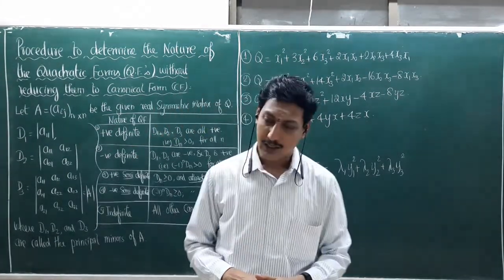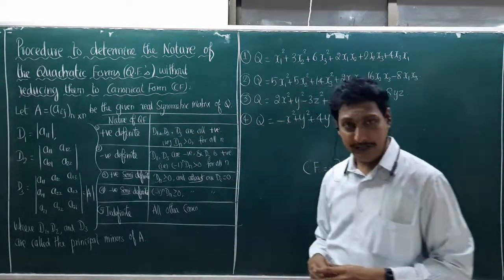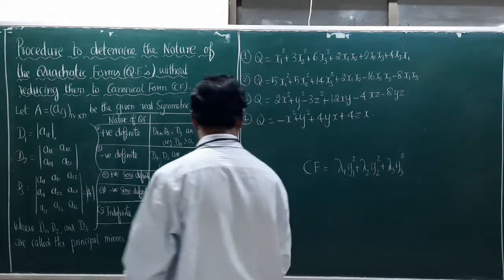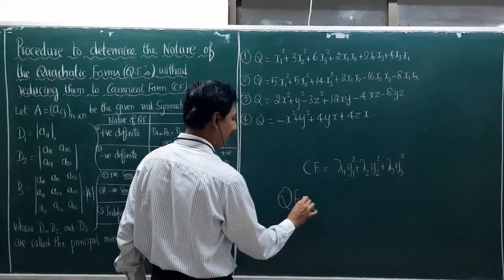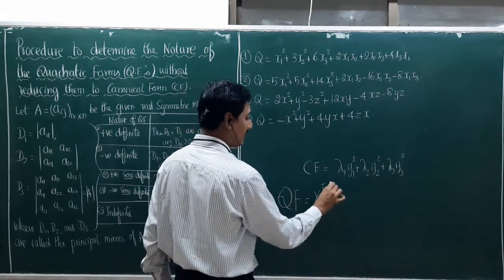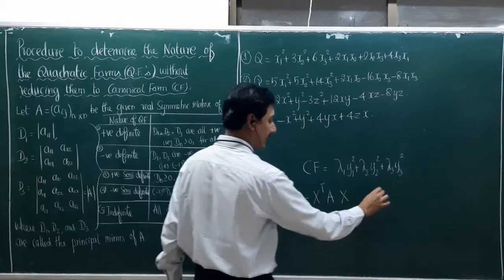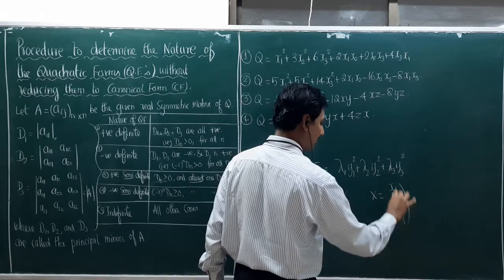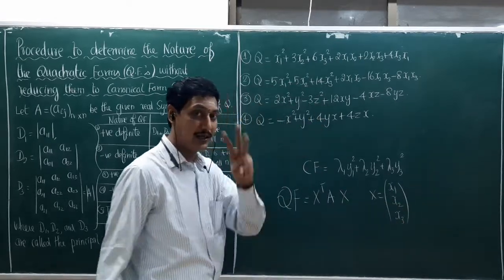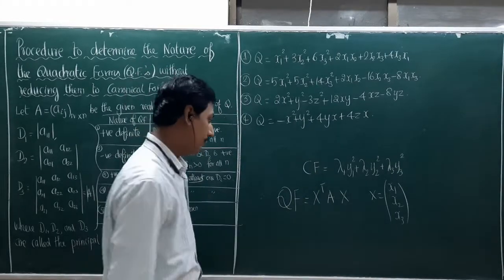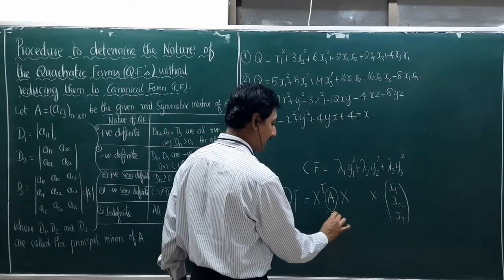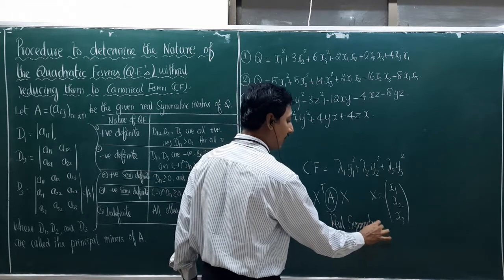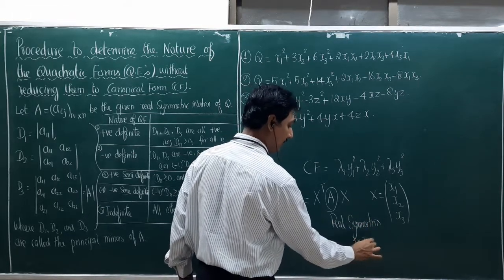Now, what is the procedure to determine the nature of the given quadratic form? The quadratic form Q can be given in terms of X transpose AX, where X is the column variable matrix x1, x2, x3, etc., xn. If I am considering the three variable case, x1, x2, x3. And what about the A? A is the real symmetric matrix of order 3 by 3.